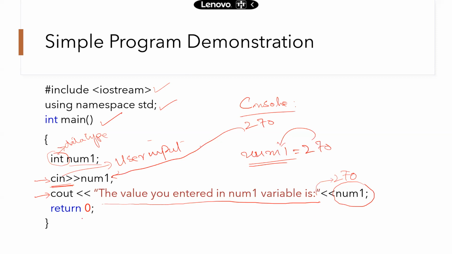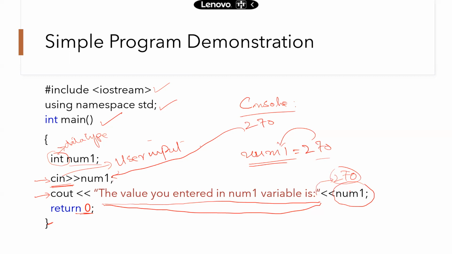And this is where I'm going to return 0, which means that I'm not returning anything to the main function. And this is where I end the program. All right. So the input that we're going to give is 270, and the output will be this particular string along with the output 270. So I hope this makes sense.